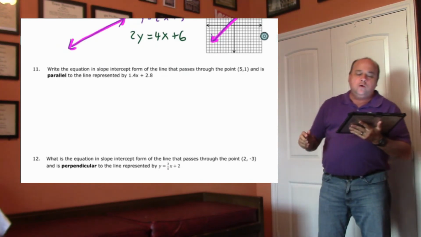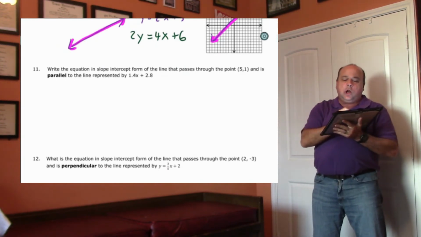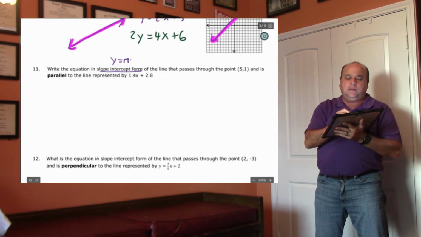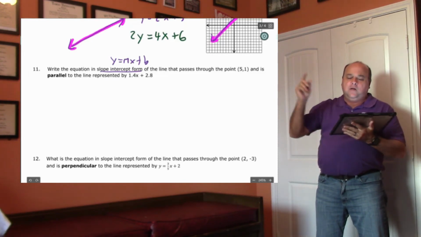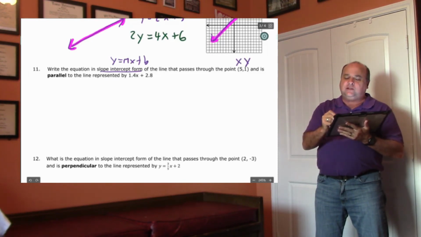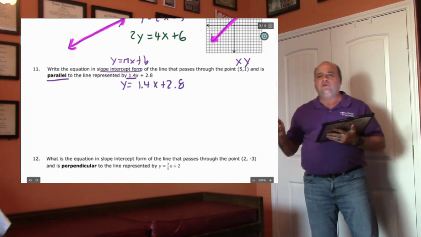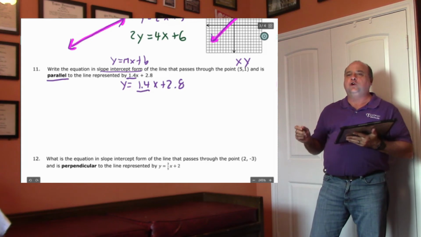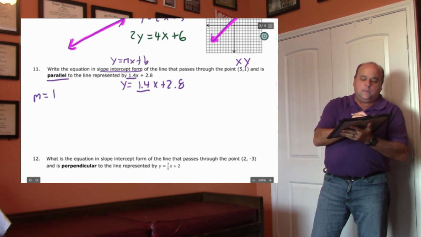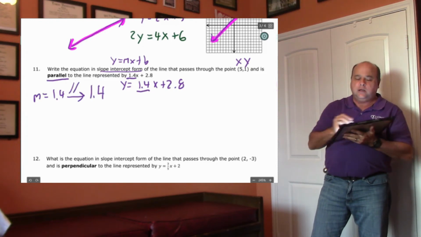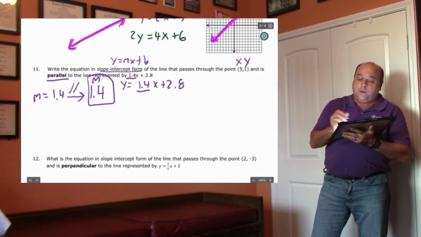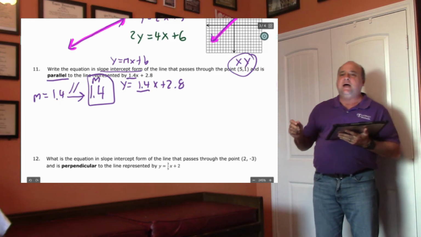Number 11. Write the equation in slope-intercept form, which is y equals mx plus b, of the line that passes through this point, x and y, and is parallel to this line, and write down y equals 1.4x plus 2.8. We forgot to put the y in there. So this right here is our slope. So our slope is 1.4, and we want the parallel line. It will not change, will it? So our slope stays 1 and 4/10, and this is my x and y.